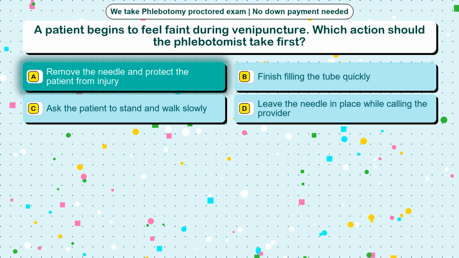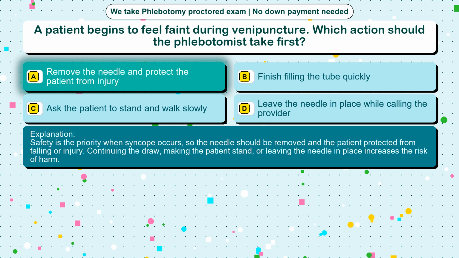The correct answer is option A, remove the needle and protect the patient from injury. Safety is the priority when syncope occurs, so the needle should be removed and the patient protected from falling or injury. Continuing the draw, making the patient stand, or leaving the needle in place increases the risk of harm.